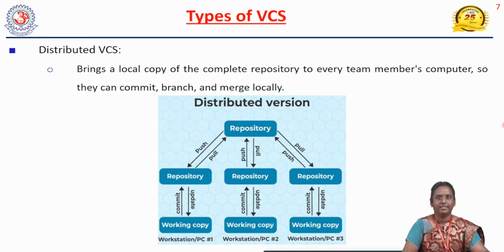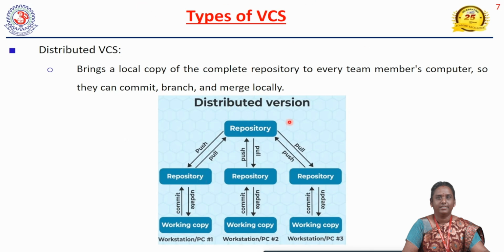distributed VCS. Here you can see the architecture diagram and the definition. It brings a local copy of the complete repository to every team member. For example, here you can see three workstations, and everyone is maintaining their individual repository. Repository is the term used for the place where the data will be stored. Here our data is our source code, so it will be stored in that repository.